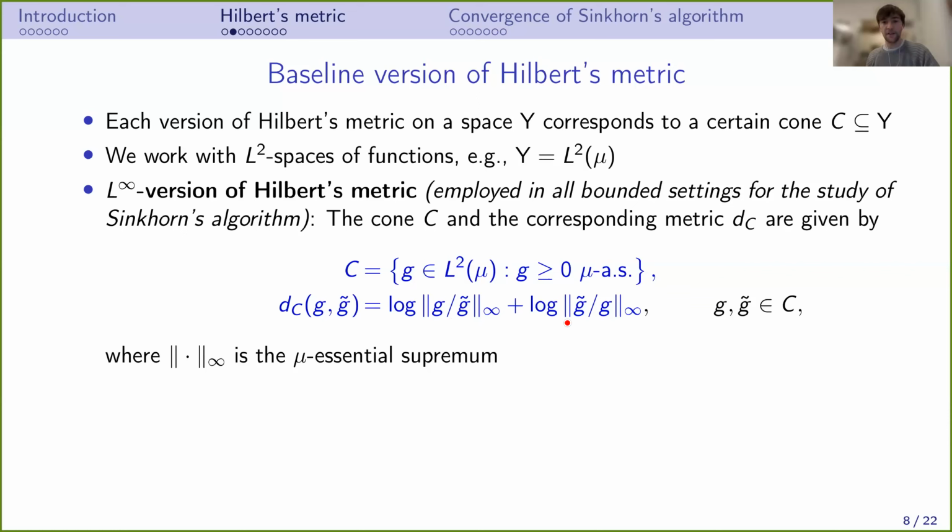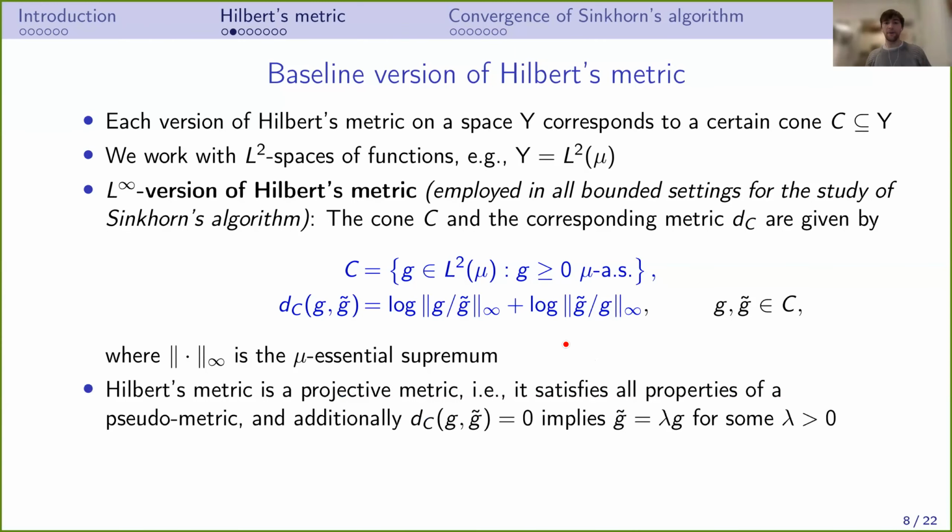So you look at the largest value, and then you take the logarithms and sum these. And here again, I should emphasize that this infinity norm is understood as the mu essential supremum. So this might now look perhaps at first sight a bit unfamiliar to some of you. And I would just want to emphasize that this definition here really defines a projective metric. So it basically satisfies all properties of a metric.